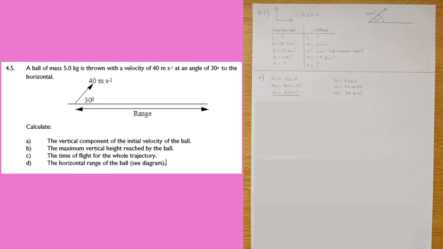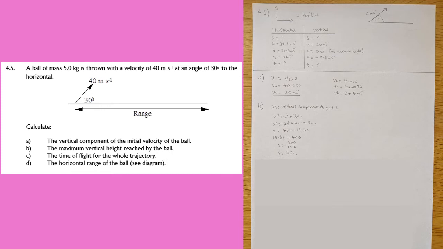So we've already answered part A. The vertical component of initial velocity of the ball was v sine x, 20 meters per second. We're now going to find the maximum vertical height reached by the ball. To do that, we need to use the vertical components. Because we're trying to find the vertical height, we must use the vertical components to find that. So we can ignore the horizontal components completely and just focus on vertical.